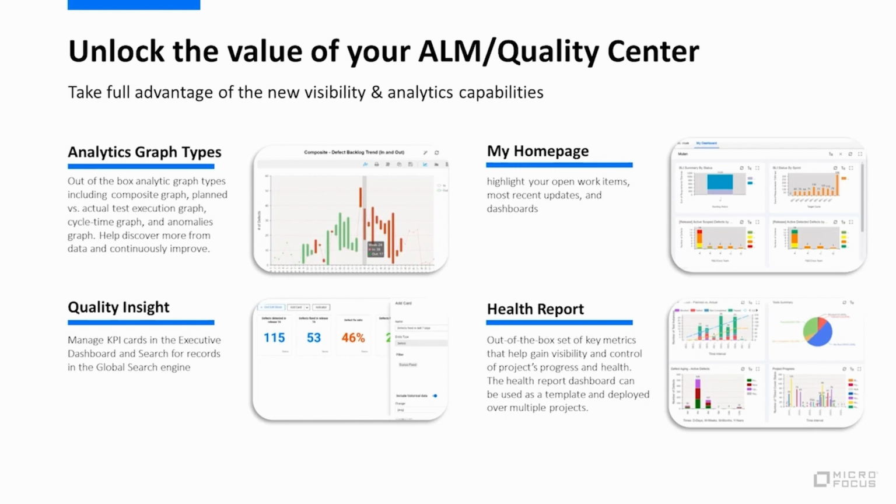The new My Homepage module highlights your open work items, most recent updates, and favorite dashboard. By default, the My Homepage module will be displayed after login to ALM. And the health report, which is an out-of-the-box dashboard that includes a set of key metrics that help you track project status, and it can be used as a template for multiple projects. All these new capabilities help you unlock the value of your ALM to increase quality control.